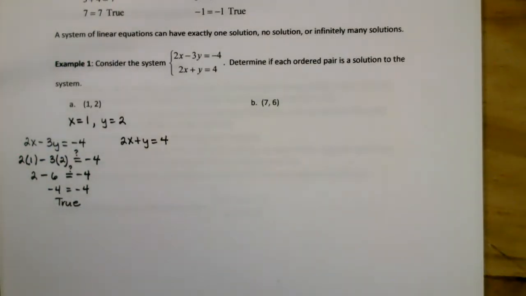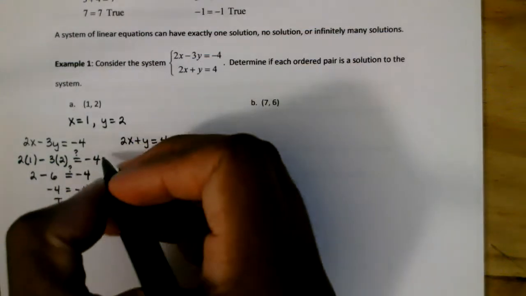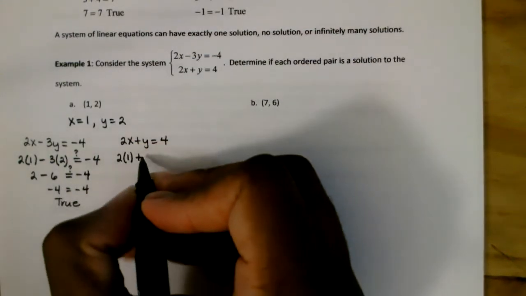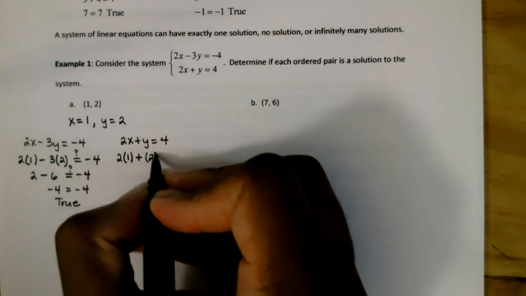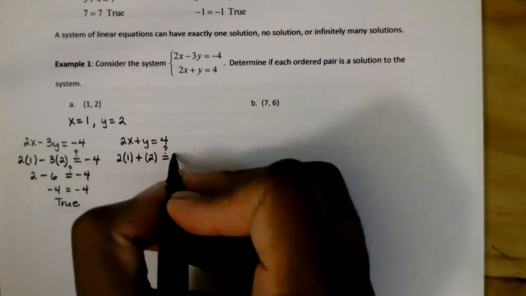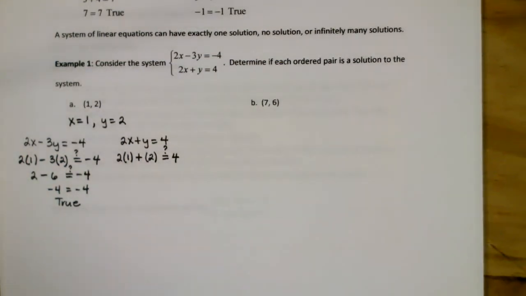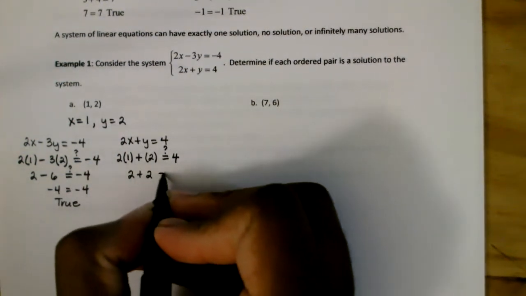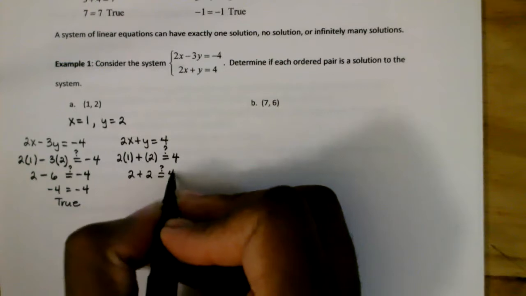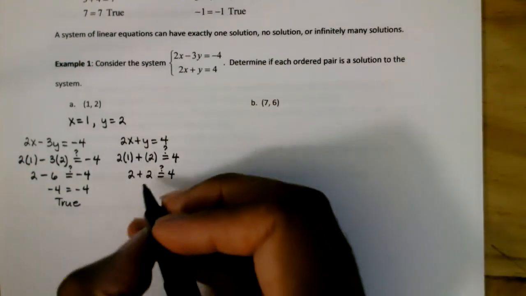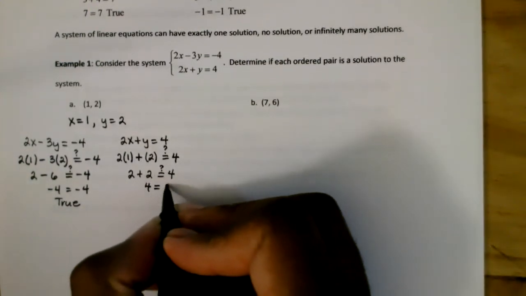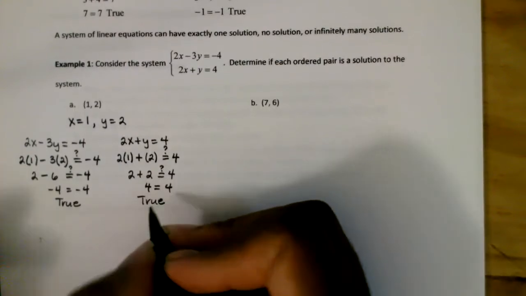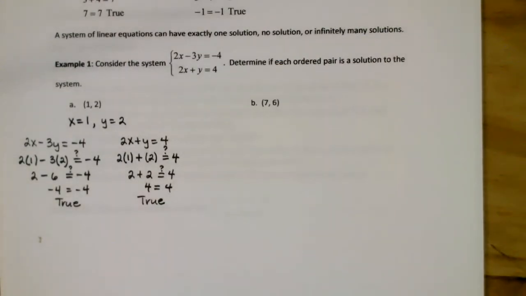So here we're going to substitute the x again with 1 and the y with 2. So I got 2 times 1 plus 2. I want to know if that's going to be equal to 4. Let's see, 2 times 1 is 2. And I want to know, is 2 plus 2 equal to 4? And if I add 2 and 2 together, you'll get 4, which does equal 4. So this is true also for the second equation.